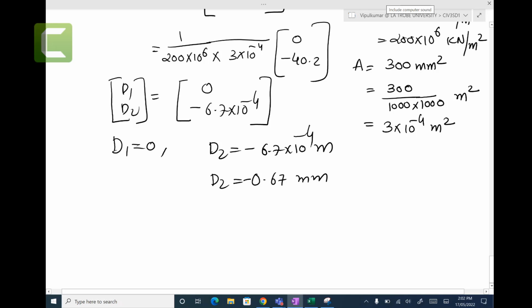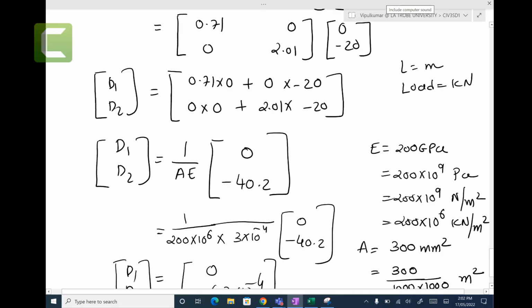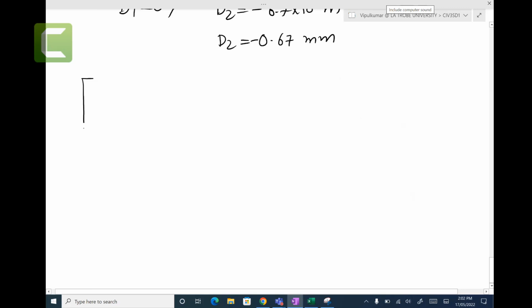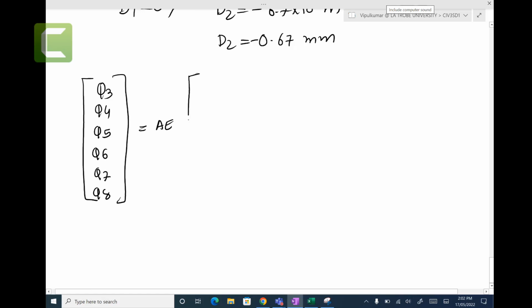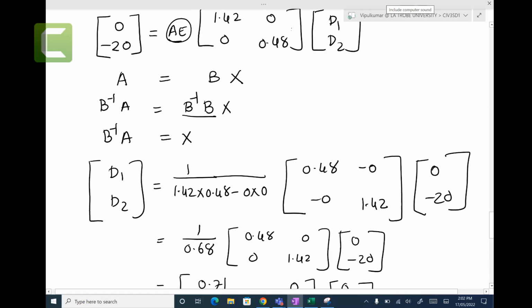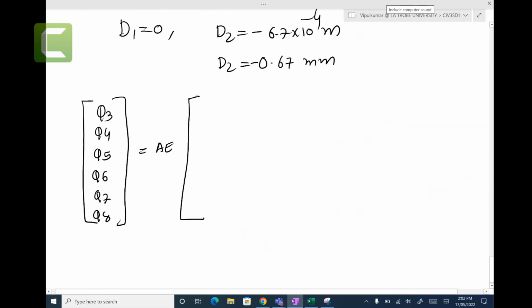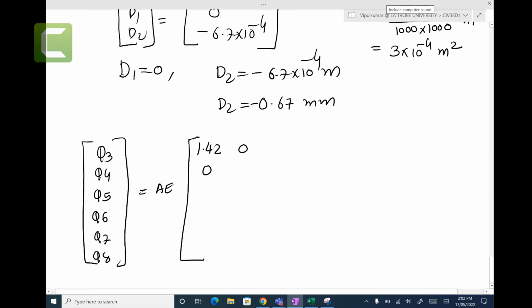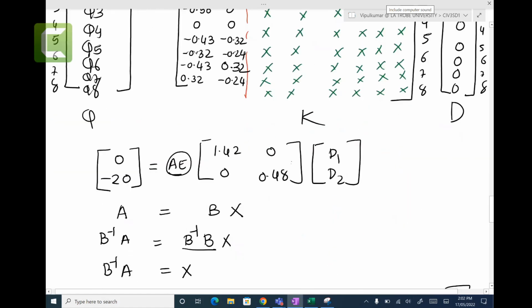So far, so good. Now we go back to this matrix again. And we take these, Q3, Q4, and Q8, and we take these here with the D1 and D2. So let's rewrite that. Q3, Q4, Q5, Q6, Q7, Q8. AE, 1.42, 0, 0, 0.48.